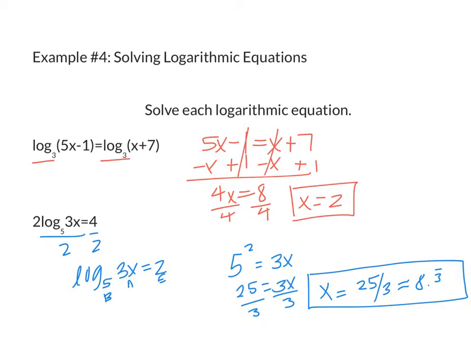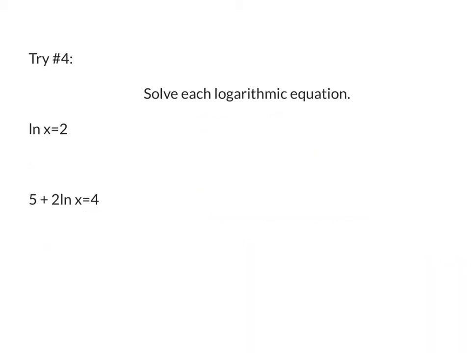Let's try some more examples. All right, so I have the natural log of x equal to 2. Just so that we can get a better context of this, I would rewrite the natural log of x as log base e of x equal to 2. If I change that to exponential, then that becomes e squared equal to x. And that I can put into my calculator, and I would get x as about 7.39.